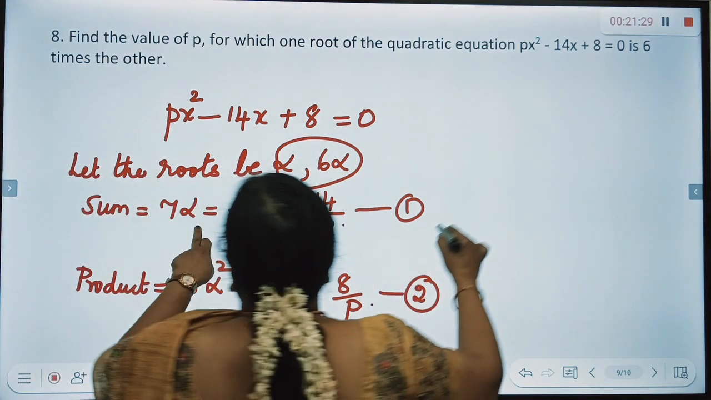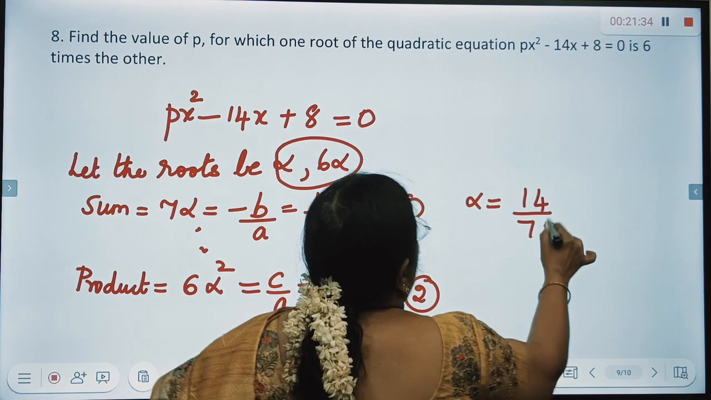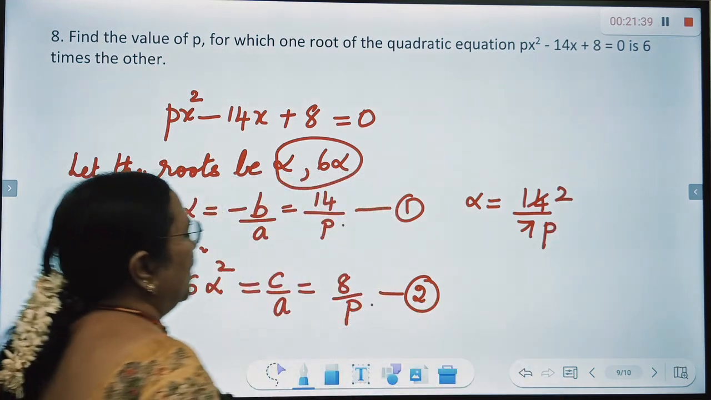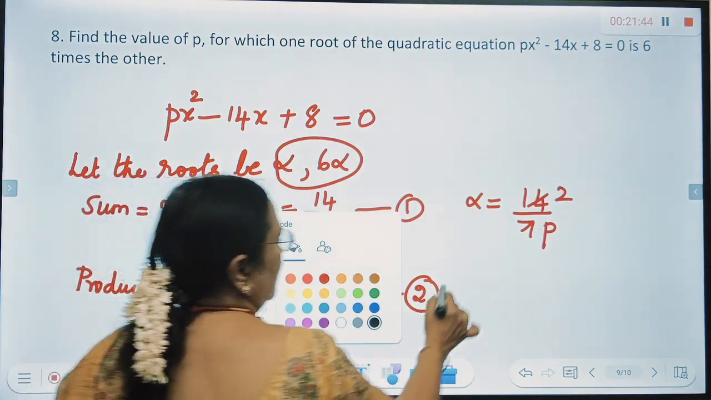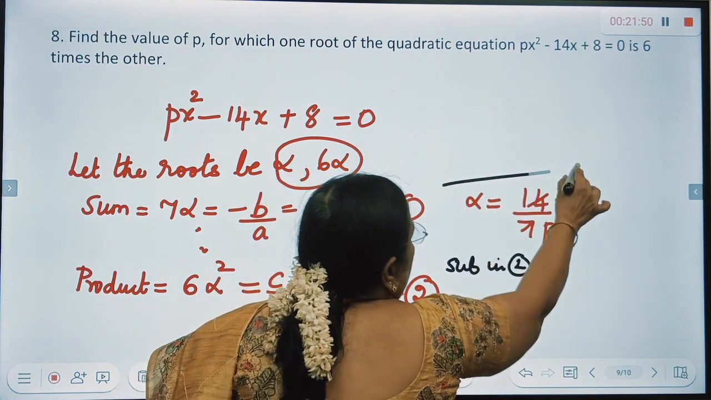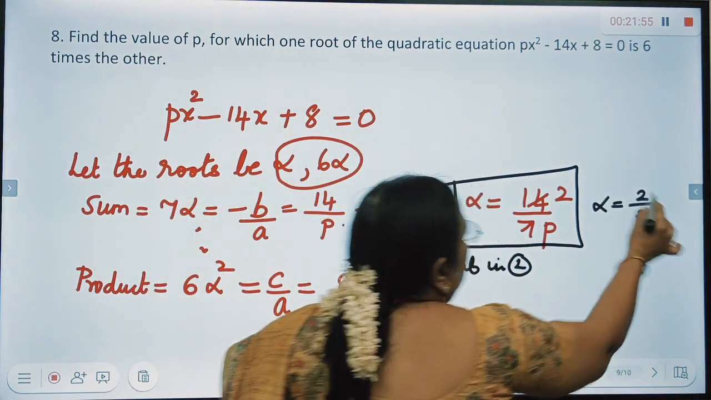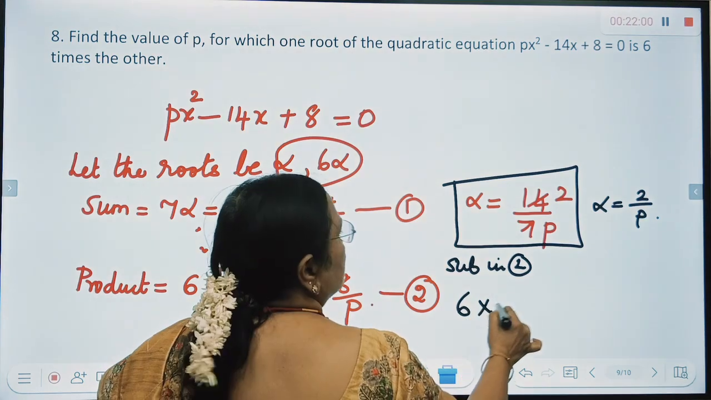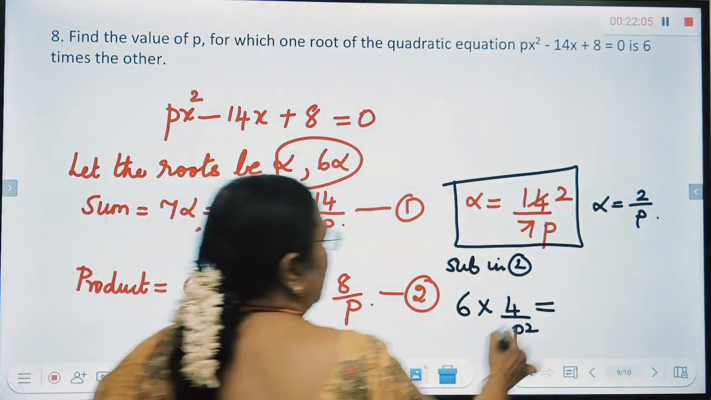Now from here, alpha equal to 14 by 7p, because the 7 will come when it goes to the right-hand side, to the denominator. So alpha equal to 2 by p. Now substituting this, what is alpha, 2 by p, in the second equation, 6 into alpha square will be 4 by p square is equal to 8 by p.